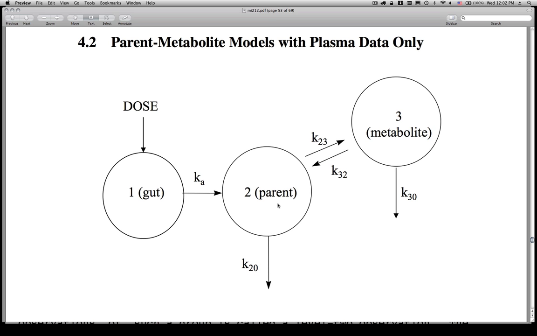The new piece here now is that we've added a metabolite compartment, and we have microconstants determining the transformation or back transformation from parent to metabolite, as well as the elimination of the metabolite. This is the general framework that we're going to discuss today, where we have observed in plasma both the parent and metabolite concentrations. And of course we know the dosing history as we typically would.